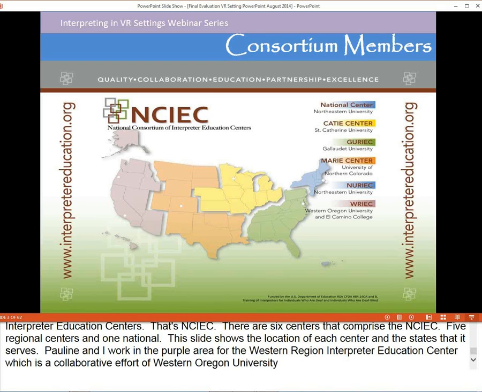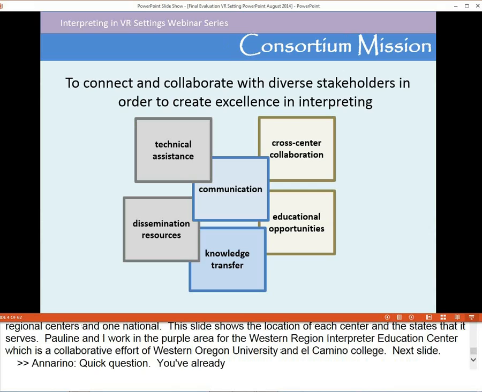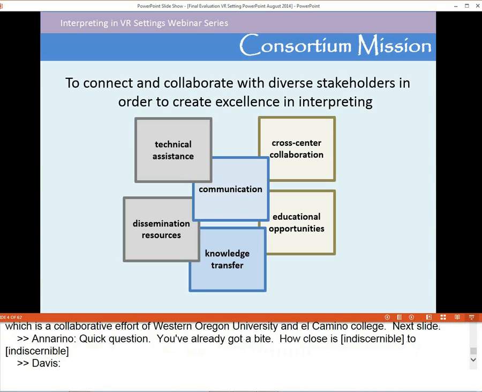Next slide. Cheryl, quick question. Yes. You've already got a bite. How close is McMinnville to Monmouth? It is about 20-25 minutes.